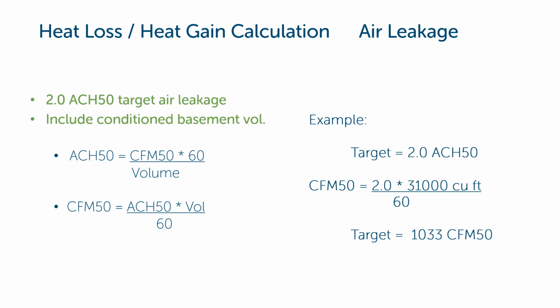So in the example here, we've got 2.0 ACH50 as our target. So our CFM50 is going to be 2.0 times the volume of the building in cubic feet. So 2.0 times 31,000 divided by 60 minutes per hour. That is going to give us a target of 1,033 CFM50.